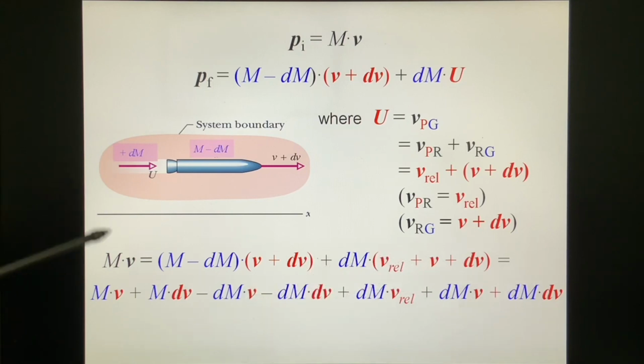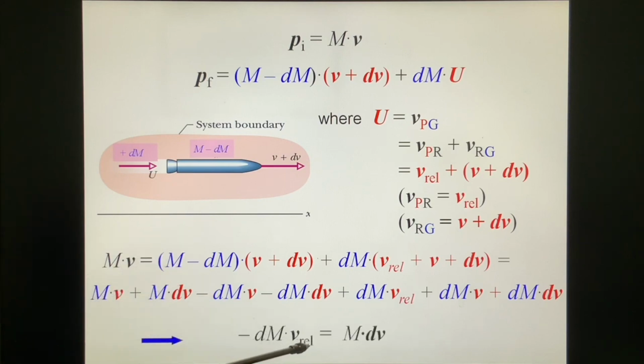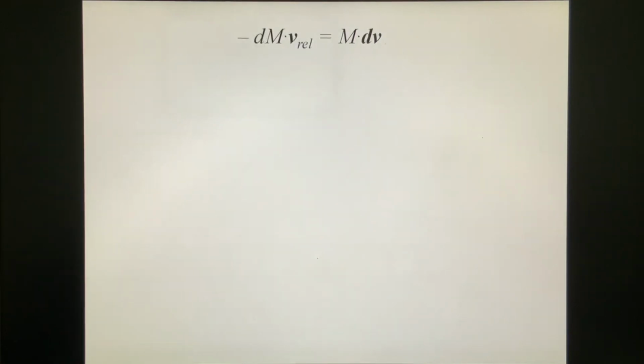Okay, so look at this one. mV cancels out. The dmdV terms cancel out. And minus dmV plus dmV cancel out. So we only have two terms left. Minus dm V relative equals m dV. This is the physics. So let me write it down.